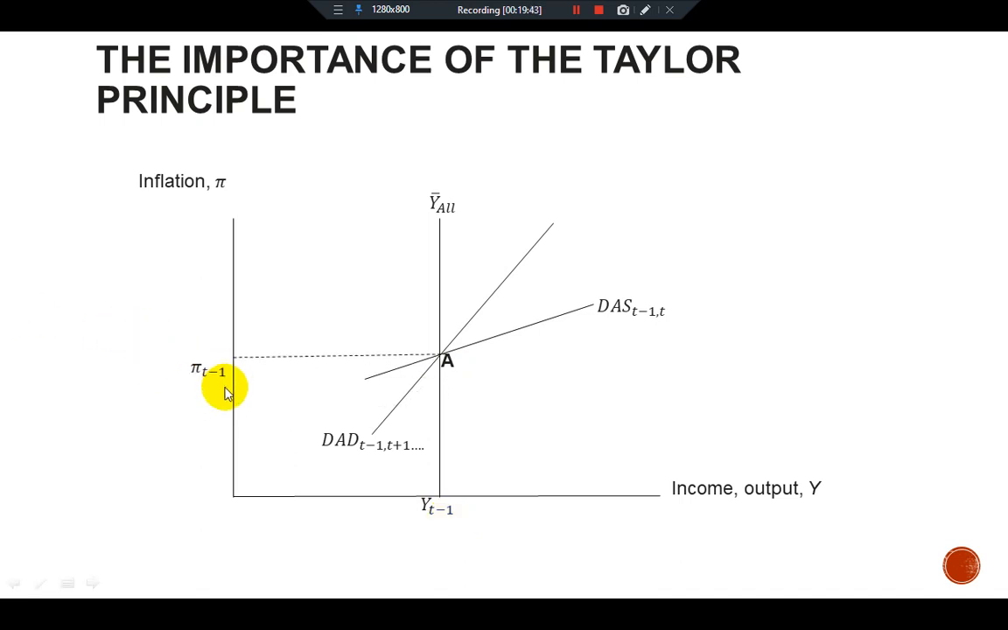So this figure shows the impact of a demand shock in an economy that does not satisfy the Taylor principle, so the dynamic aggregate demand curve is upward sloping. A demand shock moves the dynamic aggregate demand curve rightward for one period, and the economy moves from point A to point B. We have a rise in inflation from πt−1 to πt, and a rise in national income from Yt−1 to Yt.